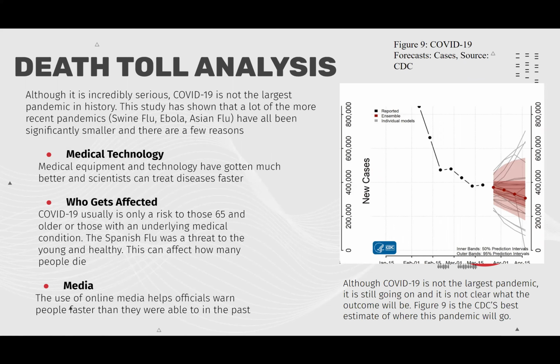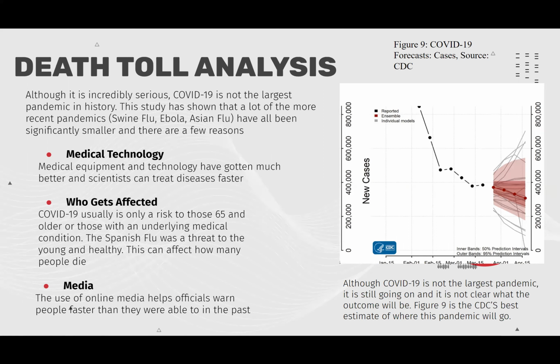First, medical technology. Medical equipment and technology have gotten much better, and scientists can treat diseases faster. Second reason is who gets affected. COVID-19 is only a risk to those 65 and older or those with an underlying medical condition. Spanish flu was a threat to the young and healthy. This can affect how many people die.